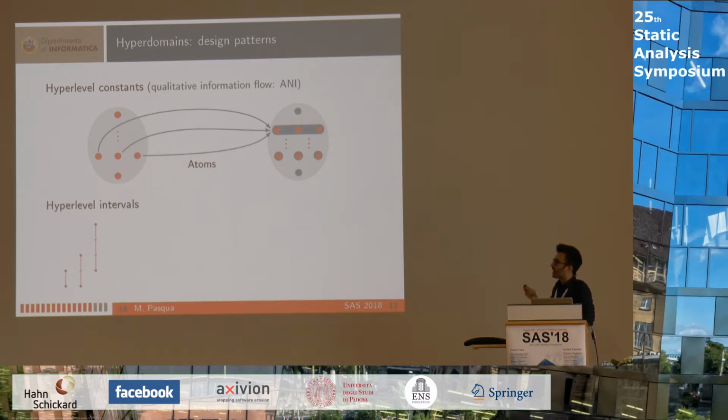Another construction is hyper level intervals. So we have a set of intervals, and we can easily construct an interval over a given complete lattice. So we can construct an interval over intervals. In this case, we have an interval over intervals, and the concretization is the set of all intervals between these two, and this can be used for quantitative information flow, so we can measure how much information is leaked, if it is leaked.